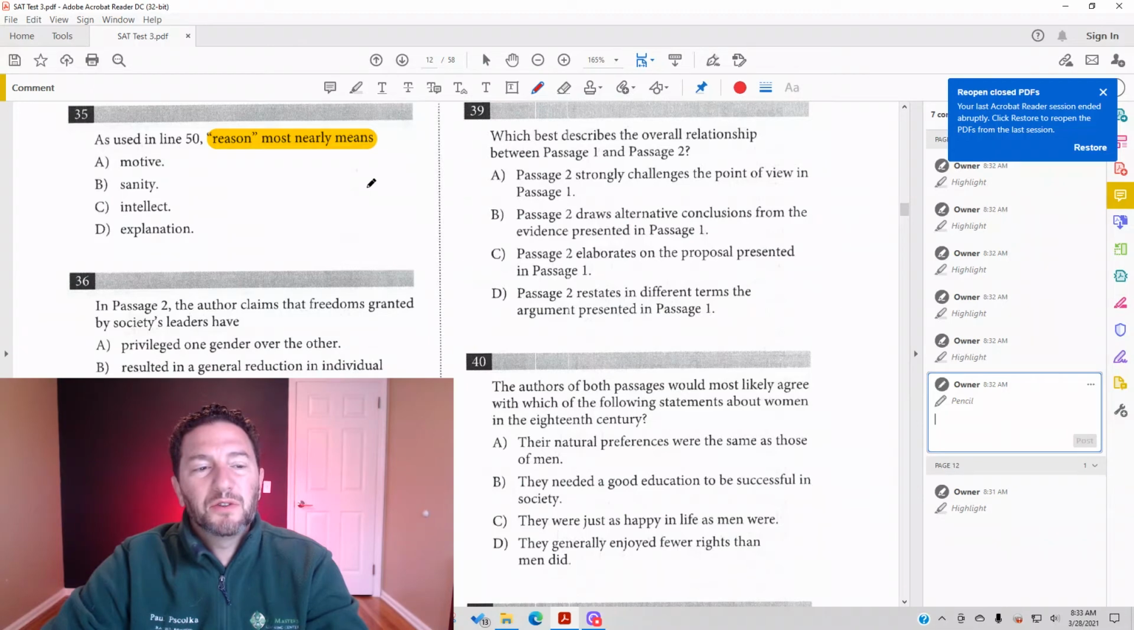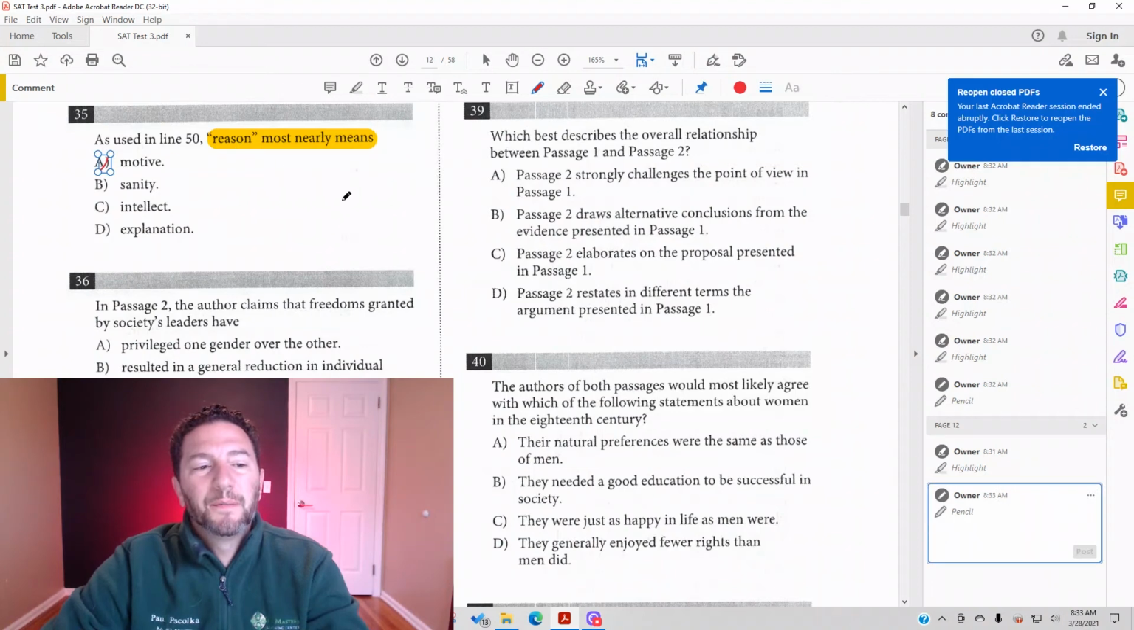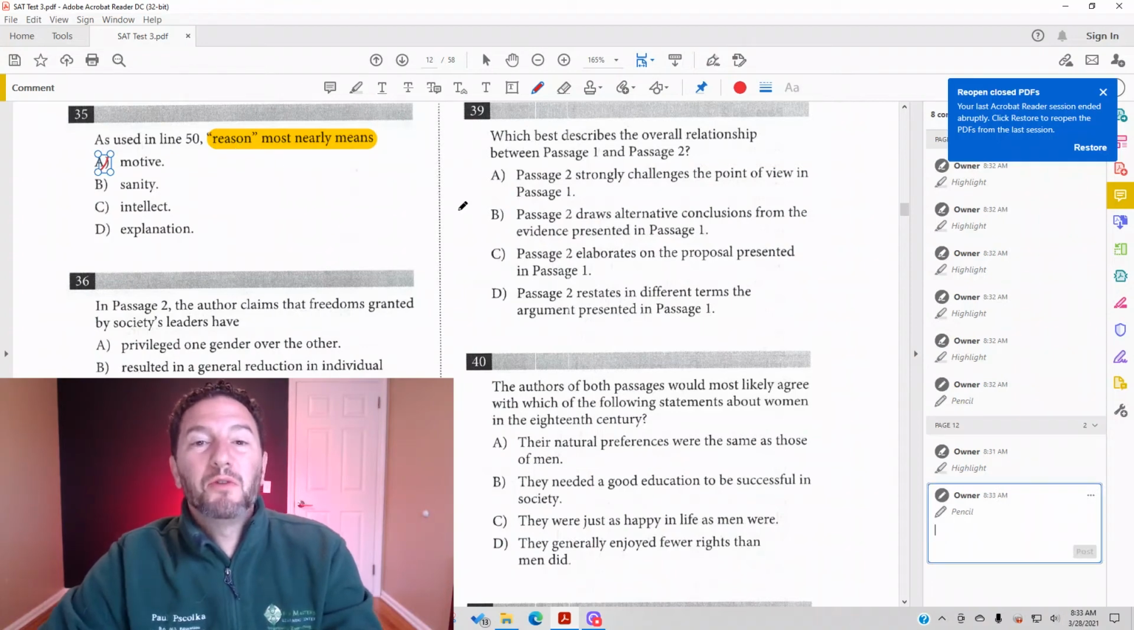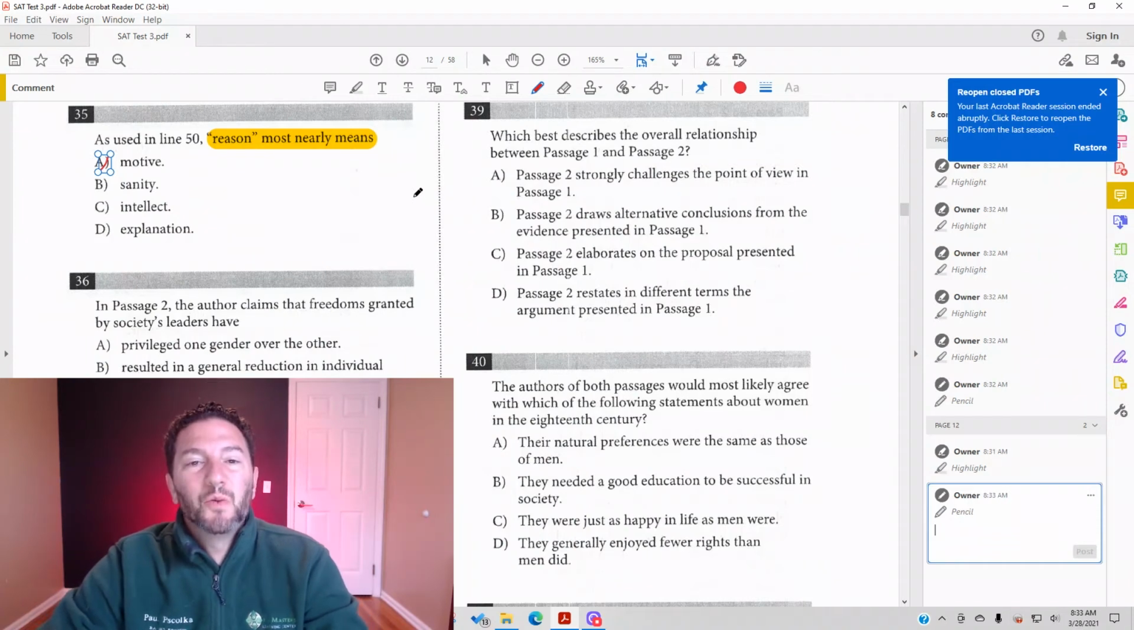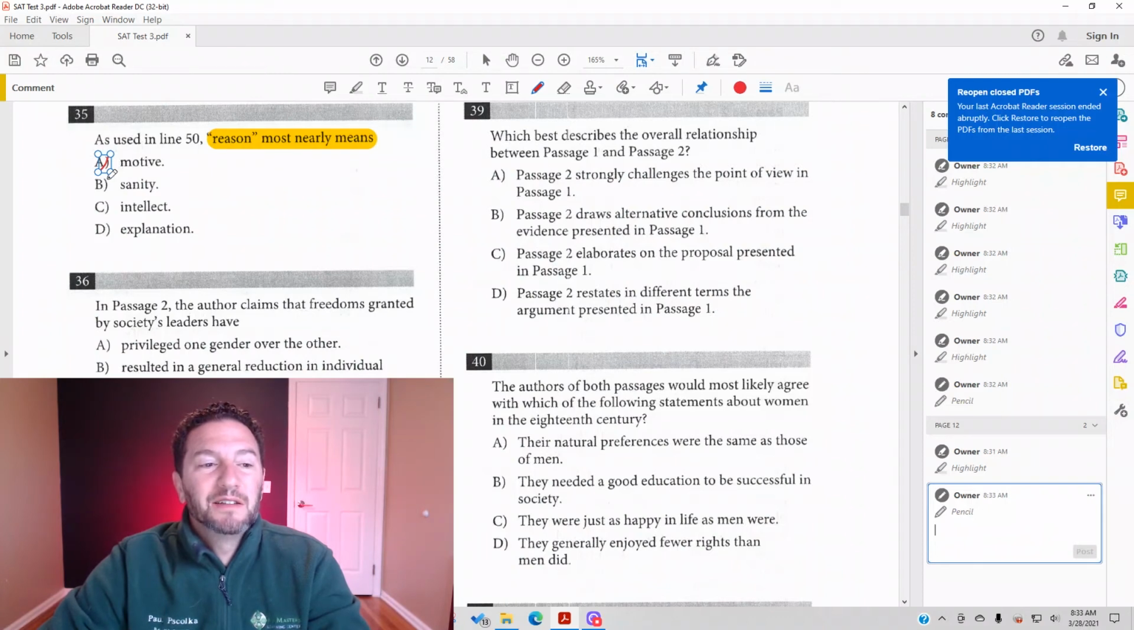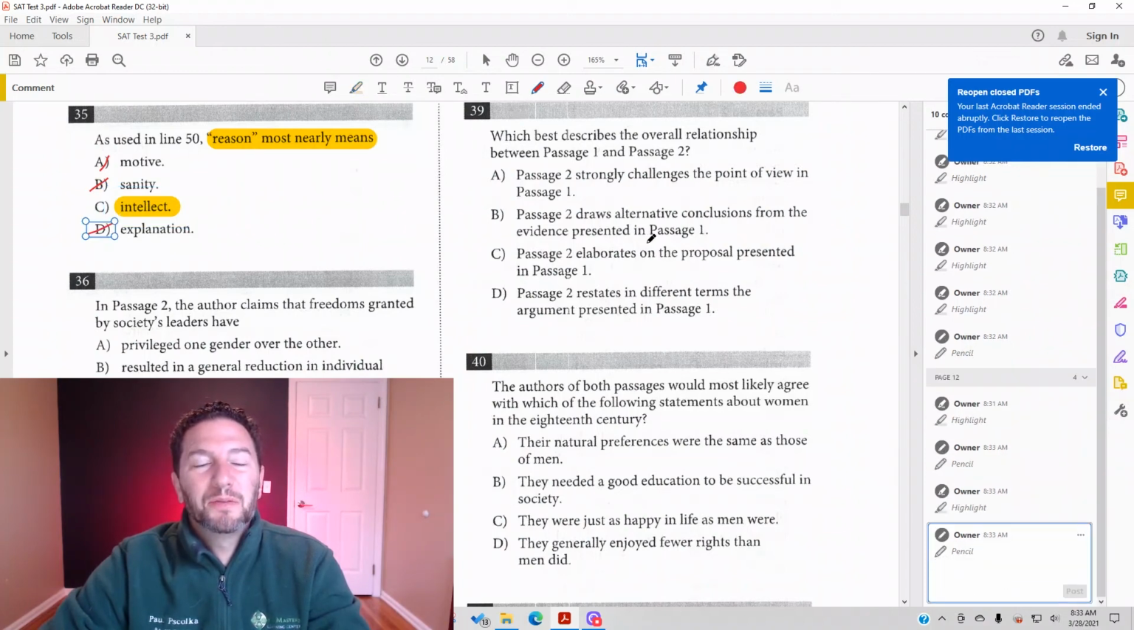So when we go to the answer choices for number 35, we've got motive. Will motive lead to a woman understanding? No. Motive is connected to the word motivation, same root, and it's why you do something. Sanity, like being of sound mind, has something to do with understanding, but it's not a best fit here. Intellect, your mind, is really what has to do with your understanding, and not an explanation, which would be outward rather than inward understanding or intellect.